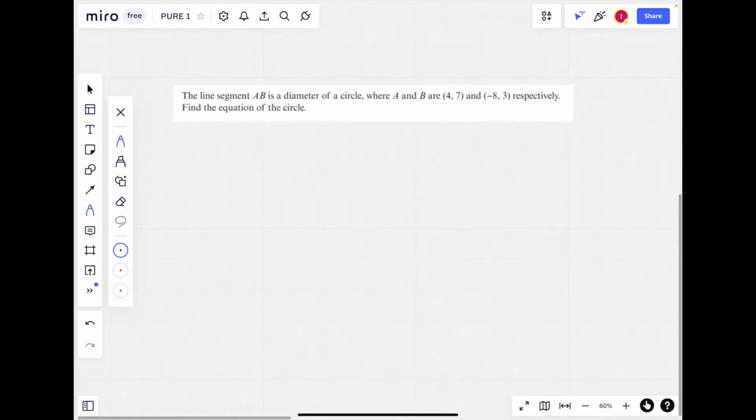It says the line segment AB is a diameter of a circle where A and B are (4, 7) and (minus 8, 3) respectively. Find the equation of the circle. Okay, here's what I want you to do. I want you to work out the length of AB and I want you to work out the midpoint of AB. So pause the video and try that, please.